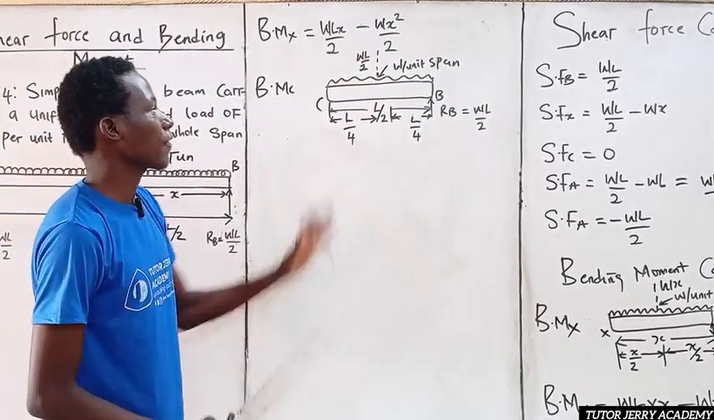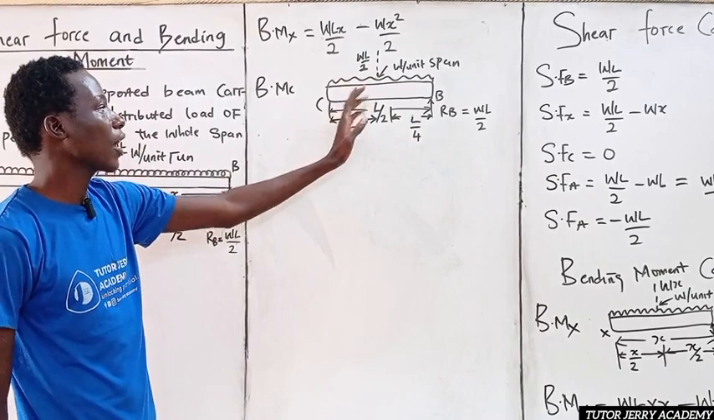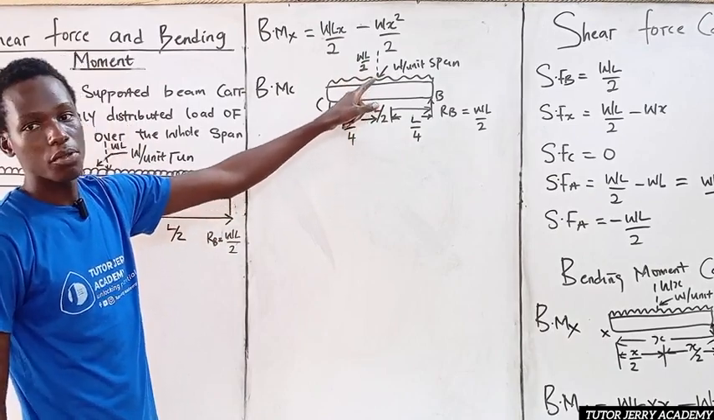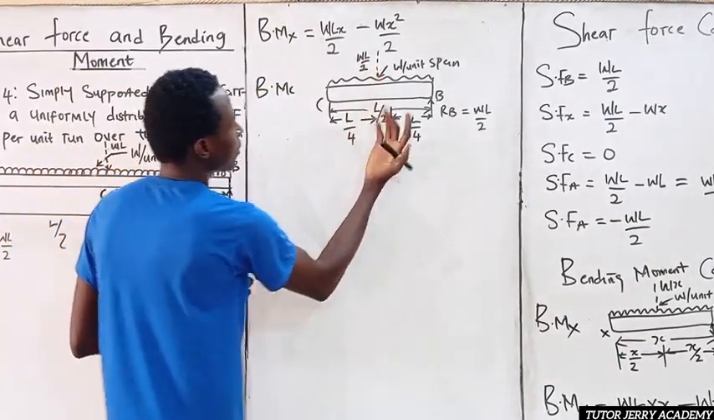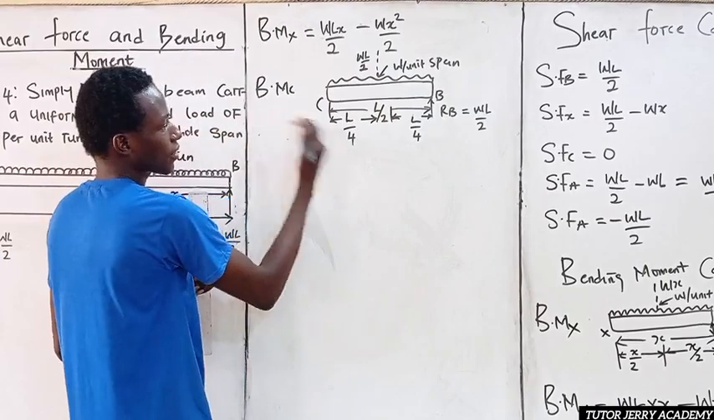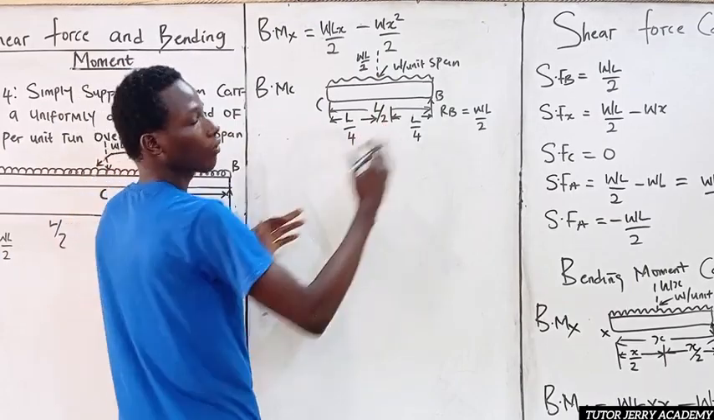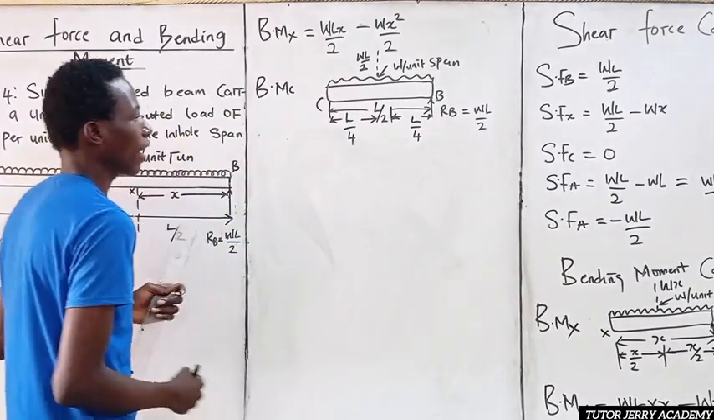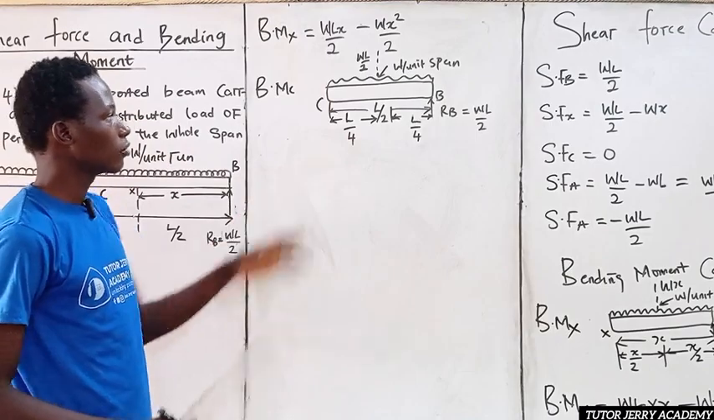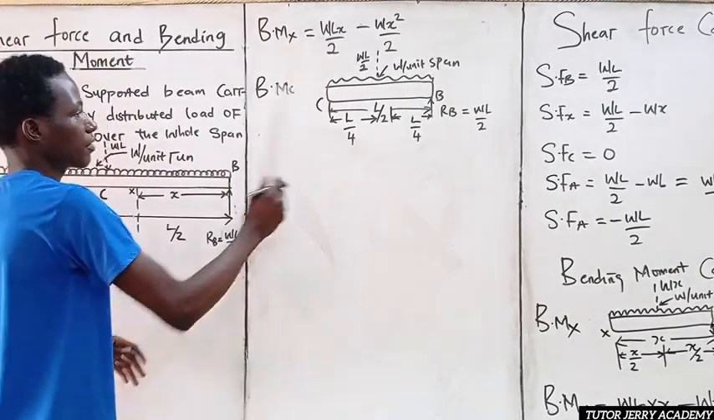Now, don't forget, after converting this uniform distributed load to point load, it will act at the center. So if it acts at the center, the distance from the center to the left hand side will be half of the whole length, that is L over 4, and L over 4. So now let's go ahead and calculate the bending moment at point C.